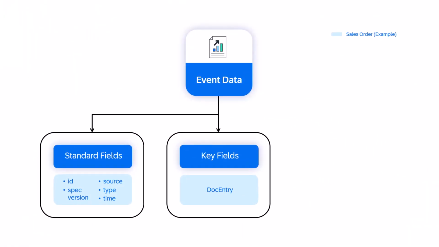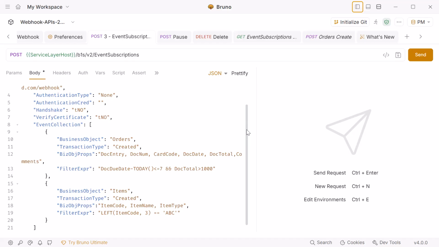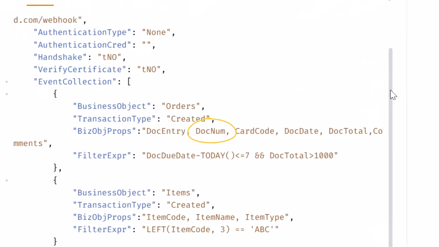First, event data customization. Event data payloads use JSON format. Previously, you only worked with standard fields and key fields. Starting from FP 2608, you can add custom fields directly during event subscription. This means you no longer need to make additional service layer calls to the OData service for detailed information. For example, when you work with a sales order, you can now specify the number, card code, doc total, and other header fields in the subscription process.